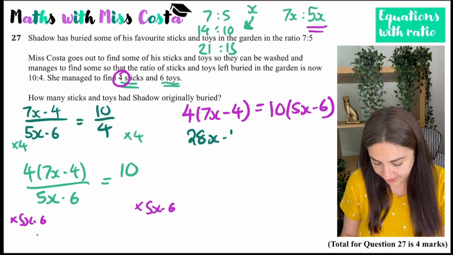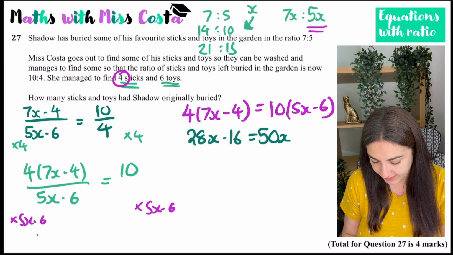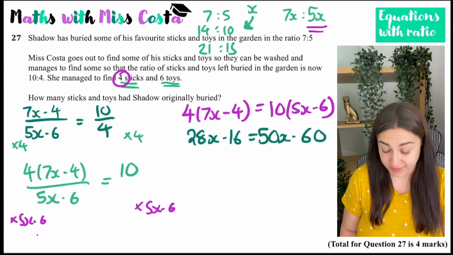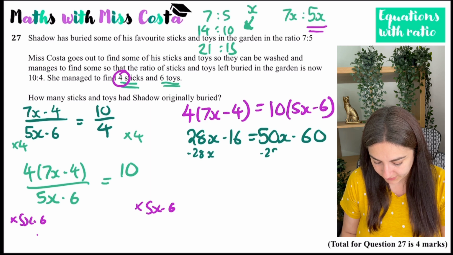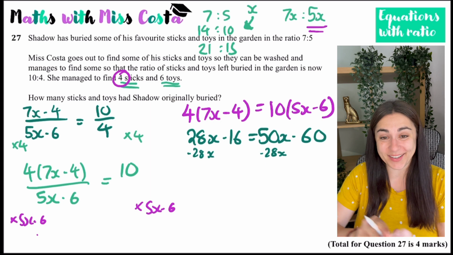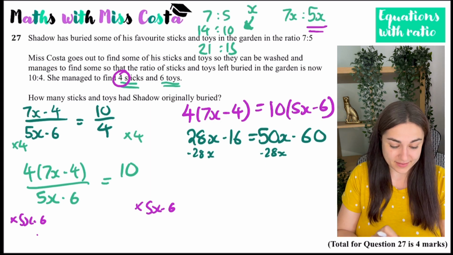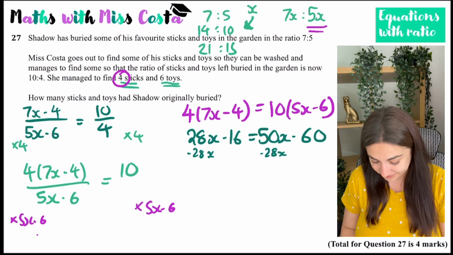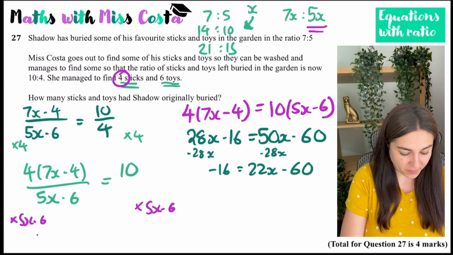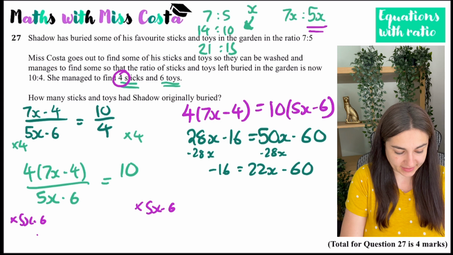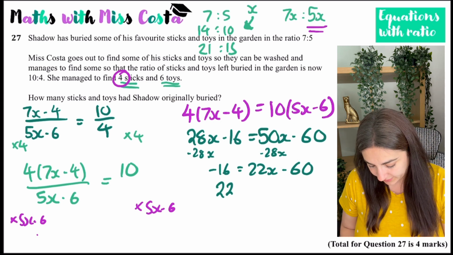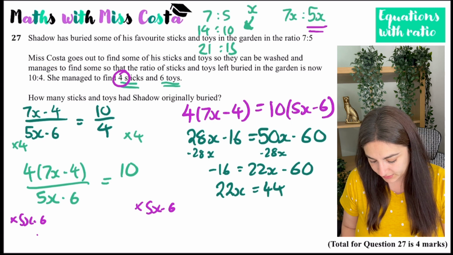That would be 28x minus 16 equals 50x minus 60. And you never want to have a negative x, so we're going to take 28x from both sides. I'm just going to double check, because like I said, brain is fried. 50 take away 28 is 22. So minus 16 equals 22x minus 60, and then minus 16 plus 60 is 44. So therefore 22x equals 44.